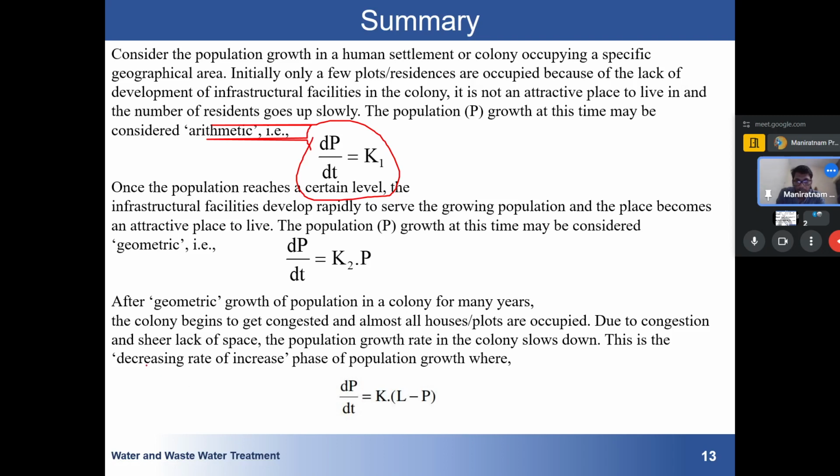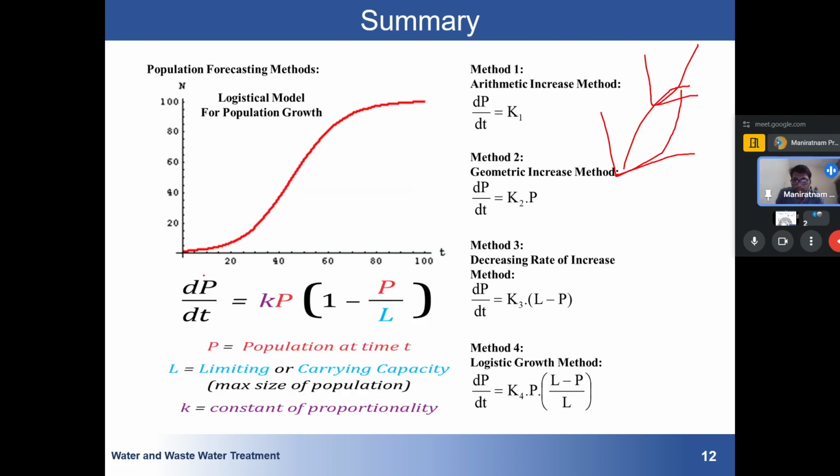The colony begins to get congested, and almost all houses or plots are occupied. Due to congestion and lack of space, the population growth in the colony slows down. Initially there was a high growth rate, which means the population grew within a short time, say from 30 to 70, the population has gone from 20 to around 80.